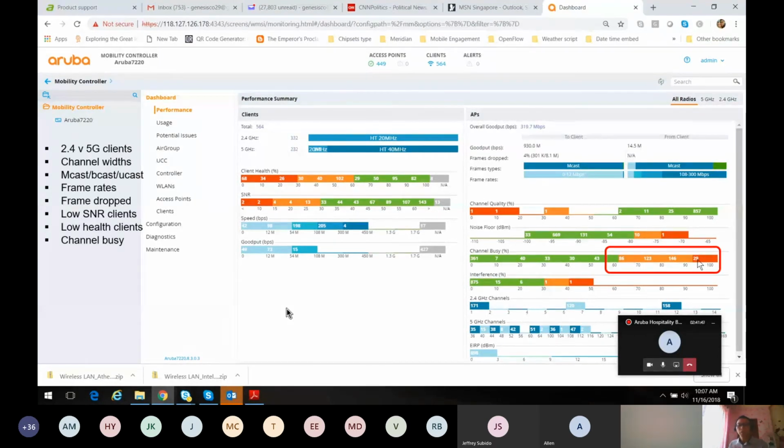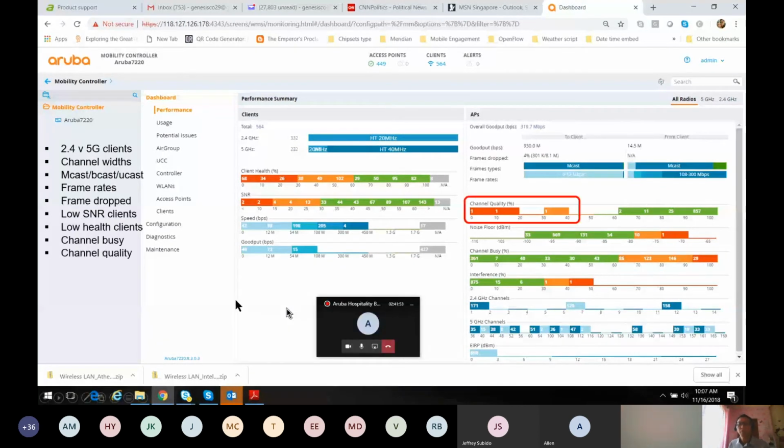Channel quality is related to channel busy and interference. So again, we want to have fewer APs that are experiencing poor channel quality, and we want to know where they are in order to determine the environment around those APs. Why are they causing issues?